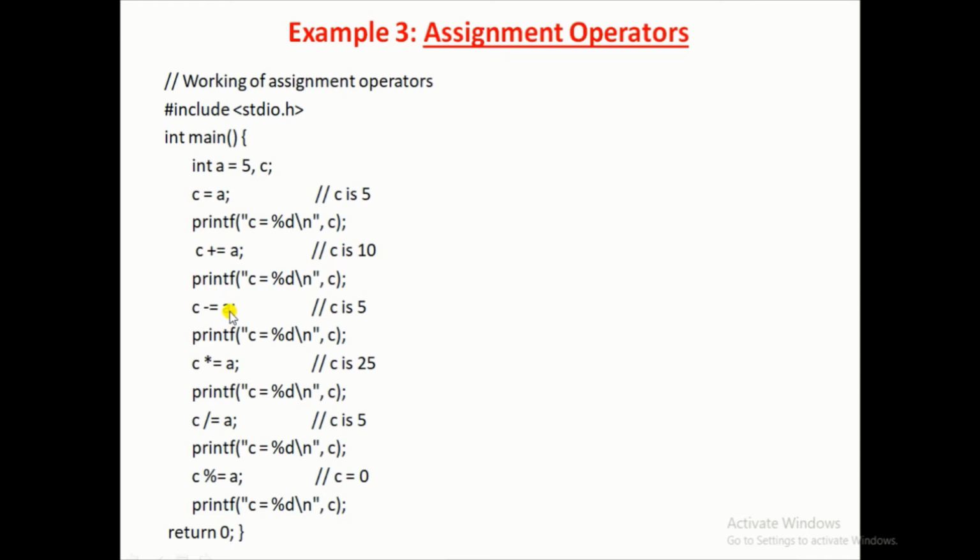Next we do the division operation. Previously we had the value of c equals 25. Now we divide c by a, so 25 divided by 5 we get 5. Now the value of c equals 5. Next we want to get the remainder after dividing by a. The value of a equals 5, and previously we got the value of c equals 5, so 5 divided by 5 leaves no remainder, so the remainder equals 0.